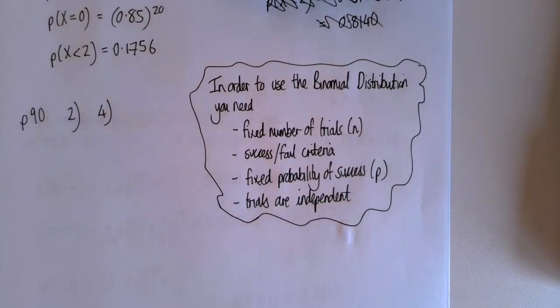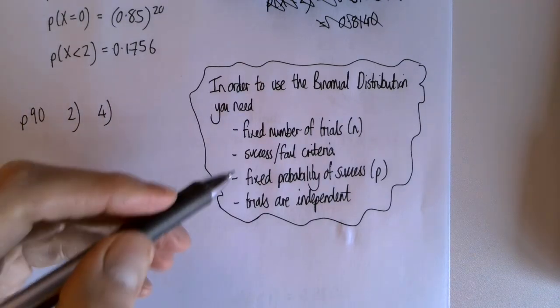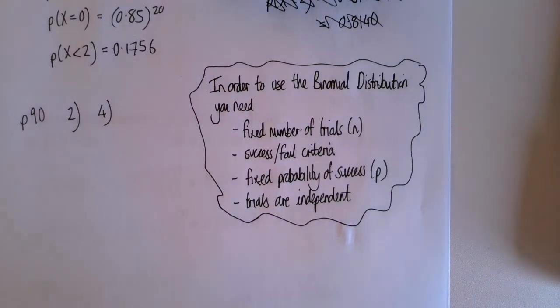You need to be doing whatever it is a fixed number of times. You need success-fail criteria. So you could say, well, I can't use it in football matches because there are 3 outcomes, win, lose, draw. Well, you can, you just have to say win or not win. Fixed probability of success, so like my example with Jacob and table tennis, we're assuming the probabilities of me winning don't change. It's not particularly realistic, but we have to assume that.